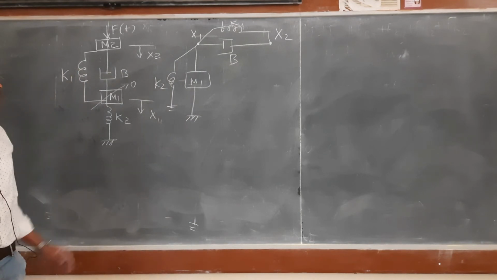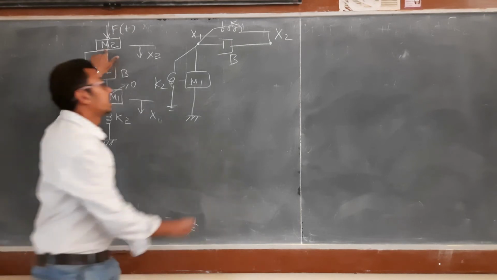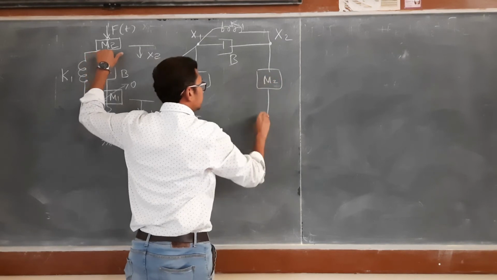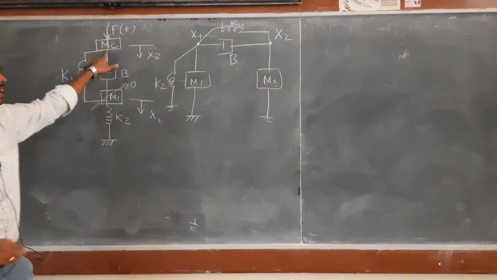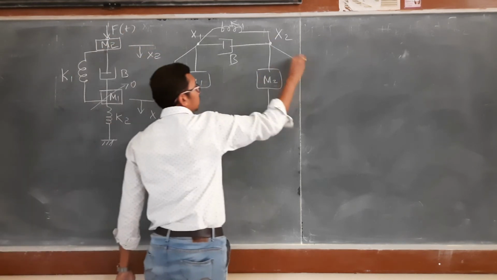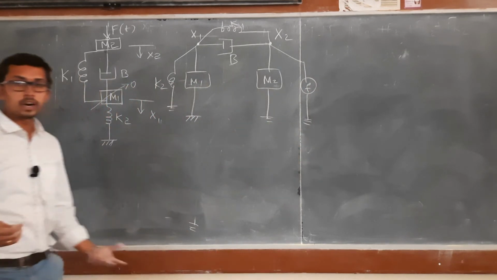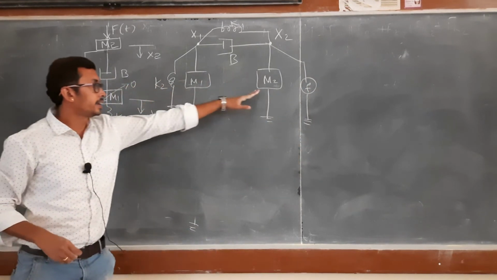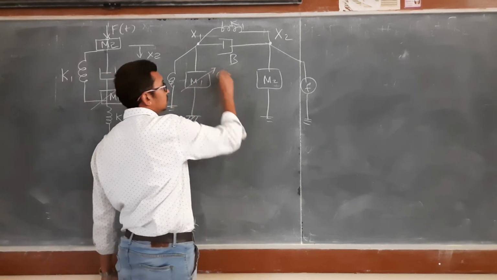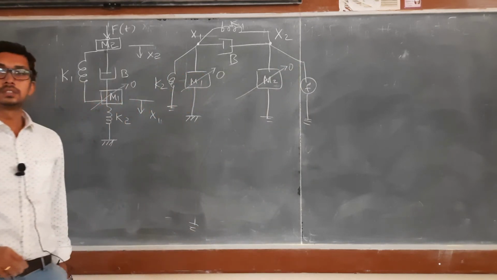Next, what else is there? Next we are going to consider node number 2. What is there? M2 is there, mass 2. And what else is there? The force is being applied to mass 2, so this is the applied force. Next, M1 and M2, both must be equated to what? 0. This is also equated to 0 and this is also equated to 0.